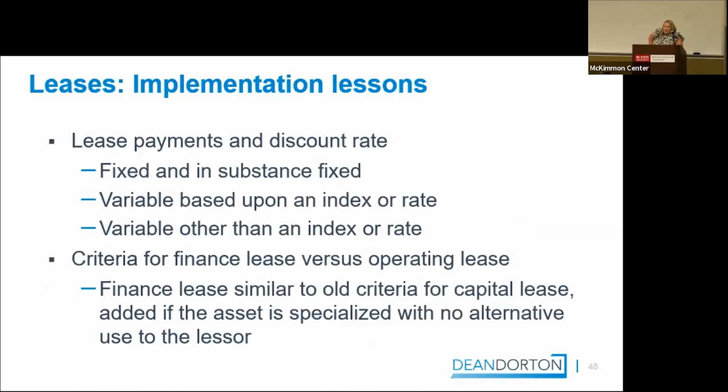Again, lease payments and the discount rate, are they fixed payments? Are they fixed in substance? Are they variable based upon an index or rate, or are they variable based upon something other than an index or rate? So think about all those things as you're going through those. All of those impact your actual lease payments and your calculation of your liability. And again, if you had a capital lease before, the new finance lease doesn't say, here are the 4 tests you have to perform, but everybody's pretty much using those 4 tests to say, yes, this is a new finance lease.